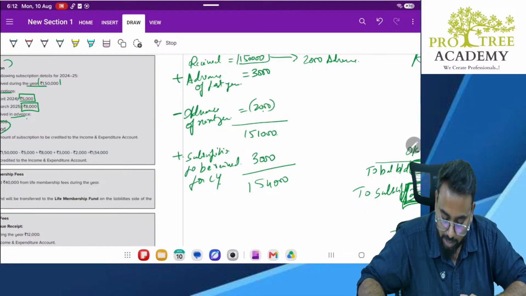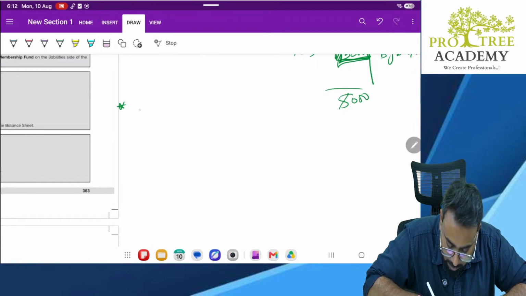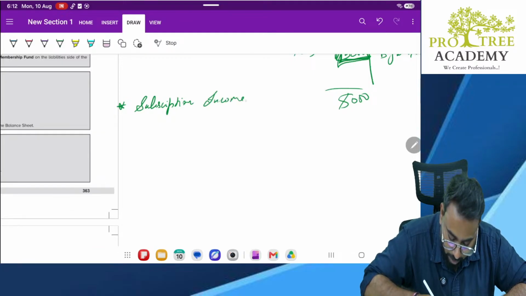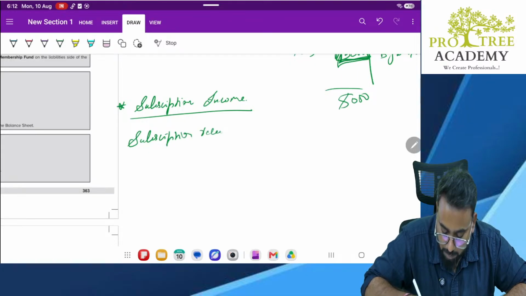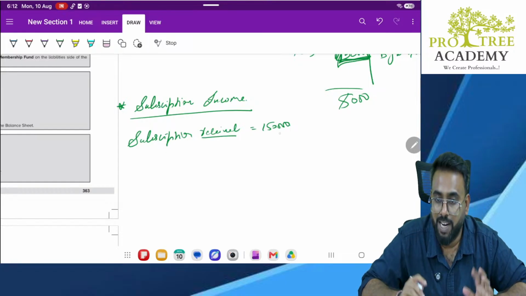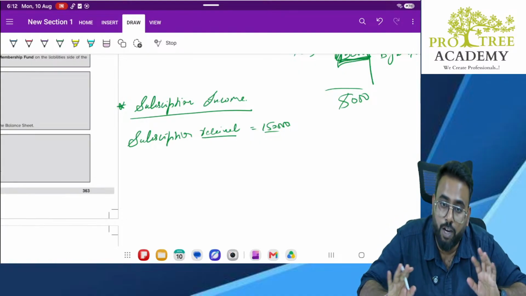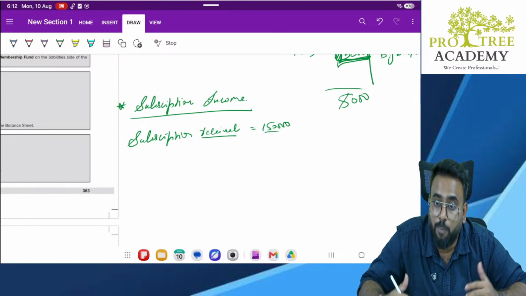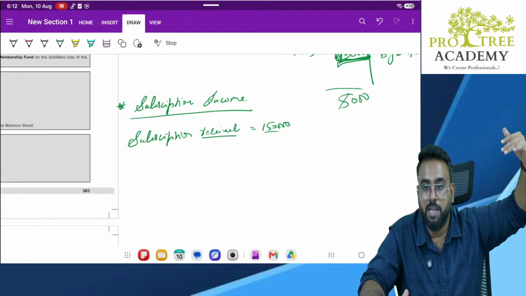If you have not understood, I will tell you what we are actually trying to calculate. We are trying to calculate subscription income. Now, what is the subscription we have received? Subscription we have received is equal to 1,50,000. The question is, whatever subscription we have received of 1,50,000, it may not fully be income. Some of it might be advance for next year. Some of it might have been received for last year.